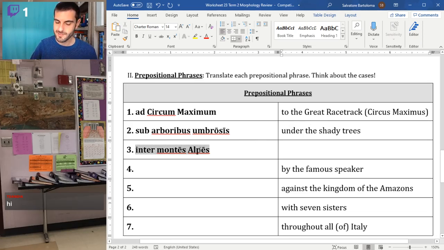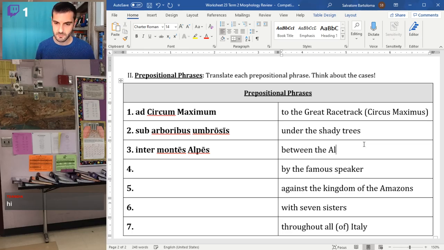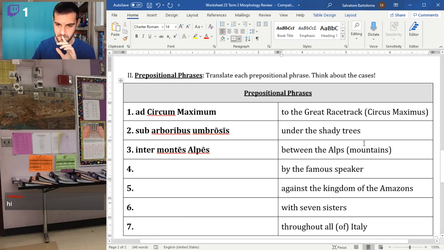Inter montes Alpes. Inter is between or among. Montes, mountains. And which mountains are we talking about? We're talking about the Alps. So we would probably just say in English, between the Alps. And we don't really say Alps mountains or anything like that. We just say between the Alps. I'll put mountains in parentheses just to make sure everybody knows what the Alps are.